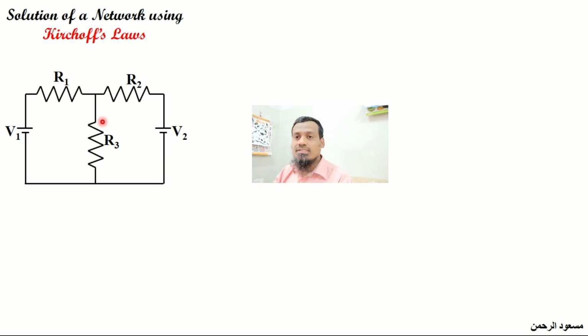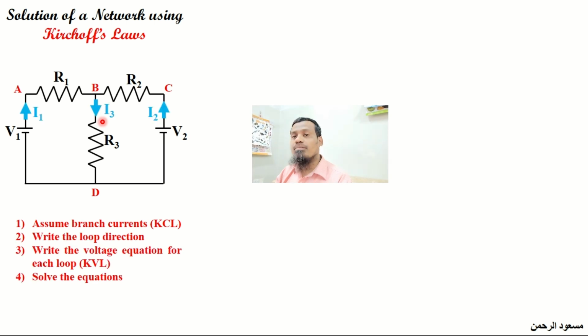Assume that the question asks us for the current through the resistance R3. For that we have to assume some node namings. After that we will be assuming the branch currents by applying KCL, and we will be writing the loop directions. According to the loop directions and the assumed current directions we will write the voltage equations, and we will have two equations for the given network, and we will solve those two equations to get the required values.